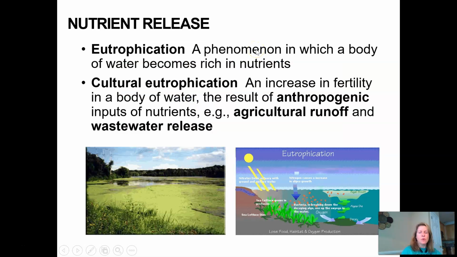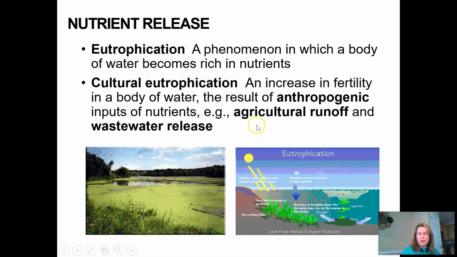On to eutrophication. We've talked about that before. If you're putting too much nitrogen, too much phosphorus into a body of water, then the water is too rich in nutrients, and we can have issues with basically too many green things growing. Cultural eutrophication is a term that we use for anything that's anthropogenic. So whenever people have caused the eutrophication, namely because of agricultural runoff, too much fertilizer runs off into the body of water, and then also wastewater release.